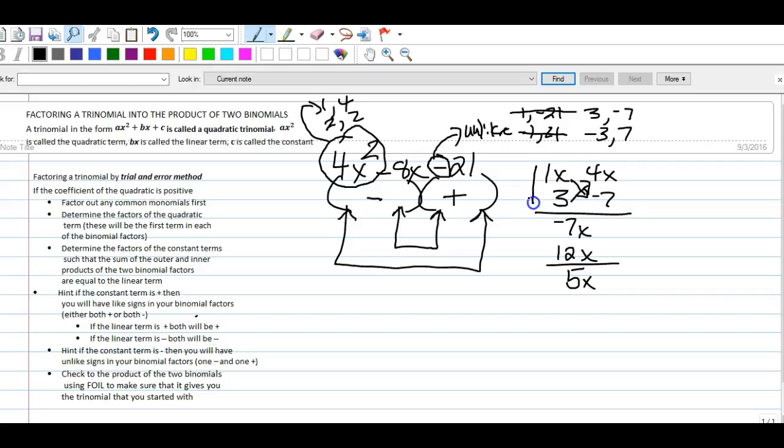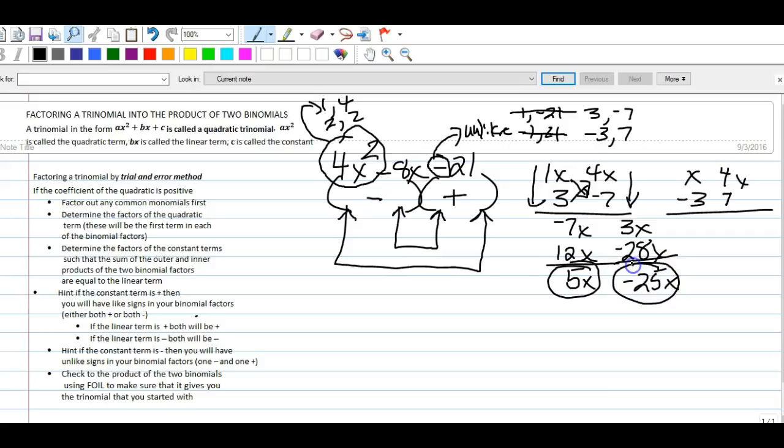But I also need to look at the other pair as well. So 1x and a 3 gives me a 3x, and a minus 7 times 4 gives me a minus 28x, and that gives me a minus 25x. And you might say, well, what happens if I flip-flop those? I really don't need to test what would happen if I flip-flop the signs here, because I'm going to get the opposite of each one of these. So I'll get a minus 5x and a plus 25x. So I really don't need to test these separately.